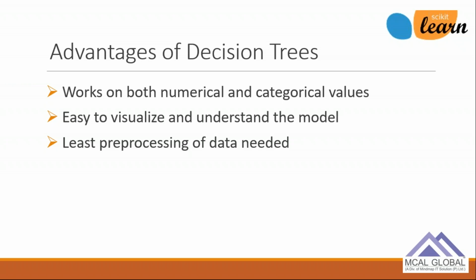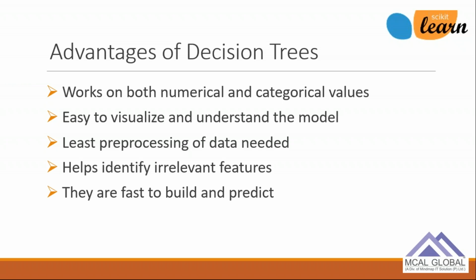Let's just understand this first, and then I'll draw it and show you so that you understand it better. Before that, let me go through the points here. Easy to visualize and understand the model. That's it, because you're seeing the tree. That's why it's easier to comprehend why the decisions have been made. Least pre-processing of the data is needed, so it is very versatile. When we code it, we'll come to know why it is very versatile, and it helps identify irrelevant features.